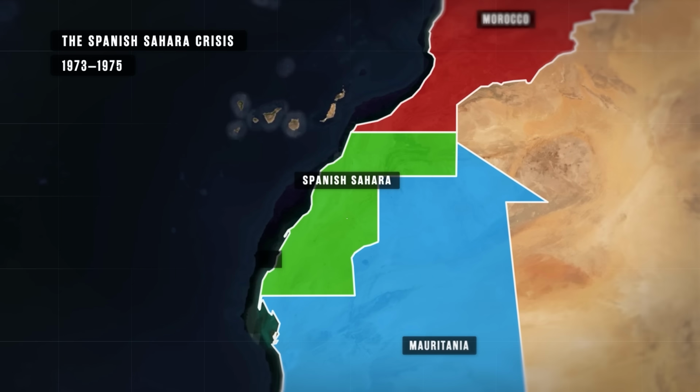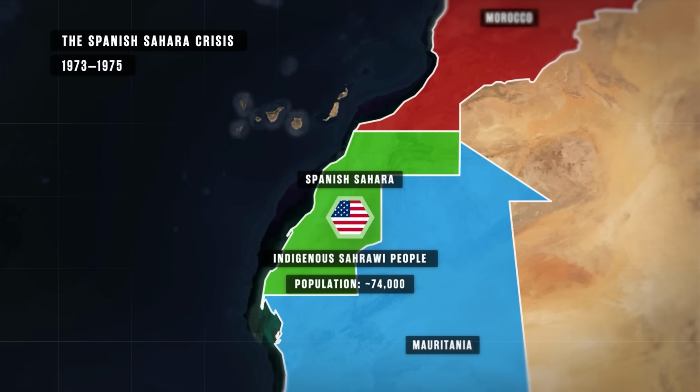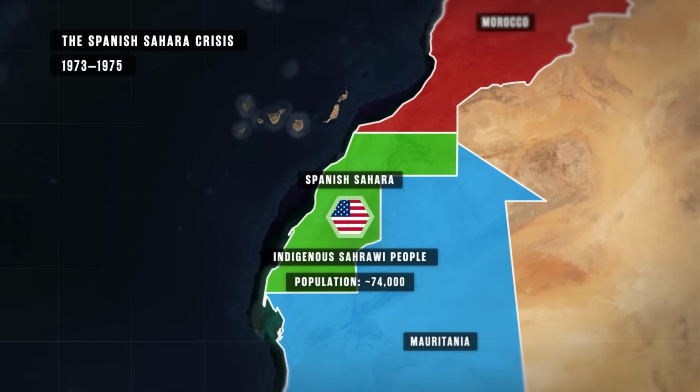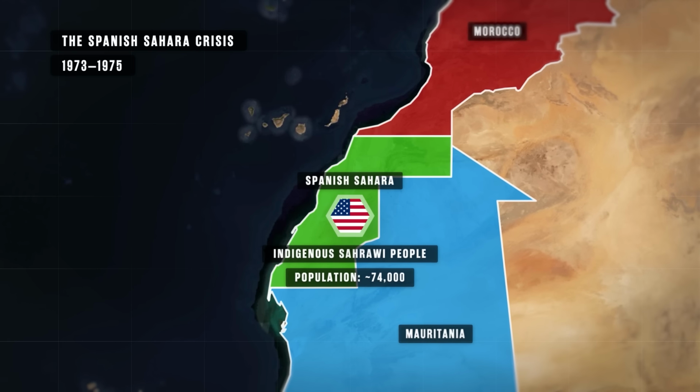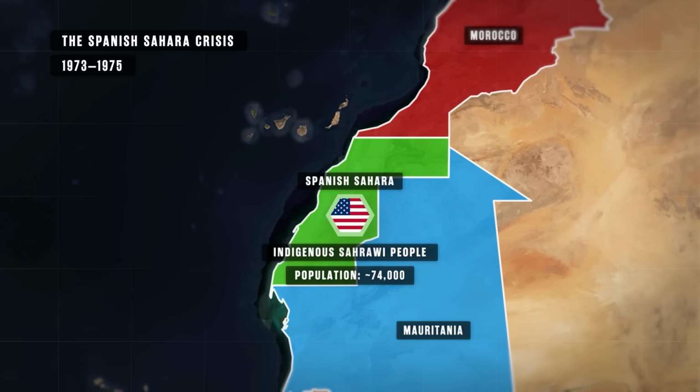Instead, the court ruled that the indigenous Sahrawi people of the territory were entitled to the right of self-determination, and therefore the right to choose their own destiny between an independent state or joining with Morocco or Mauritania.